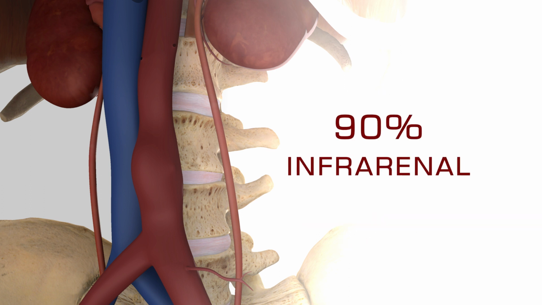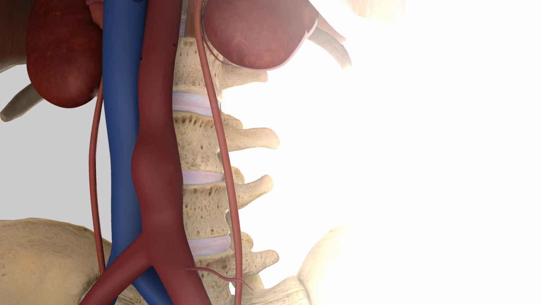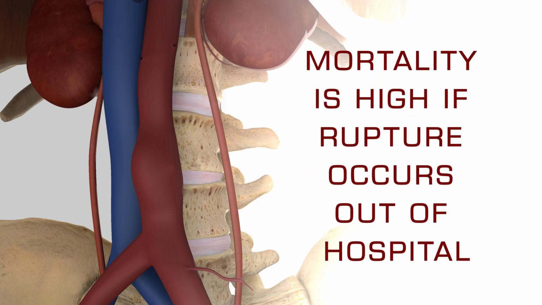90% of AAAs are infrarenal. The mortality rate is high if an abdominal aortic aneurysm ruptures outside of the hospital. Therefore, early diagnosis and intervention are recommended before the rupture occurs.